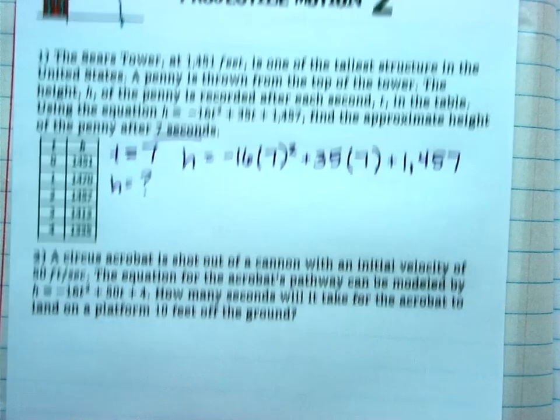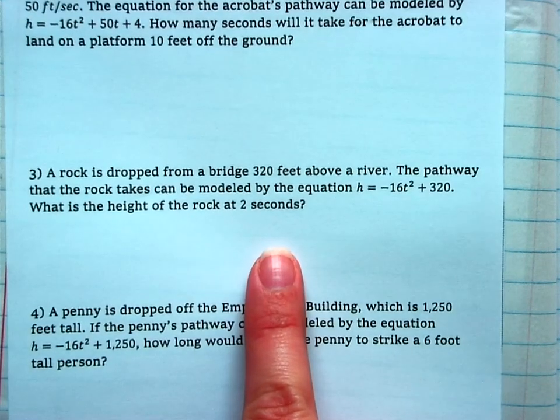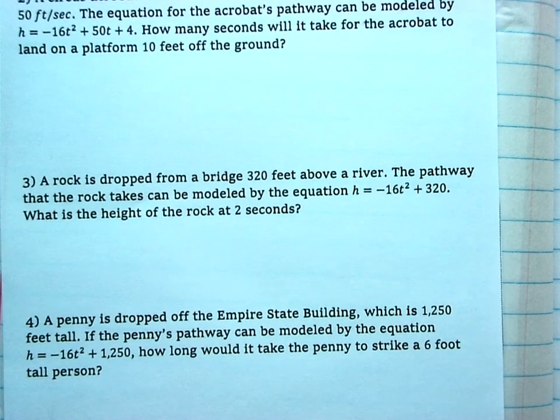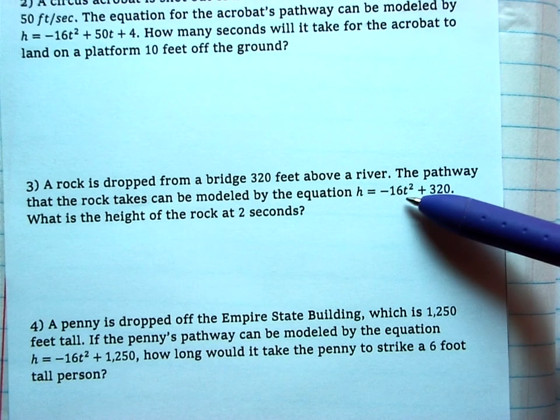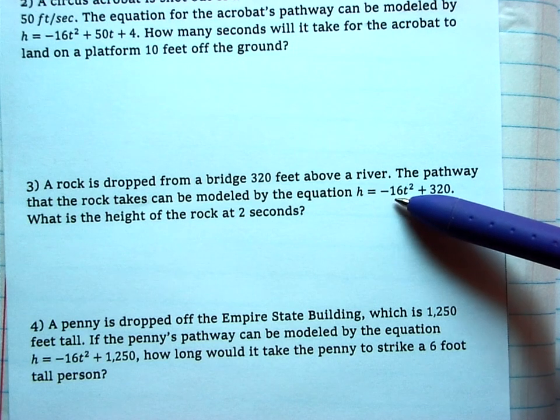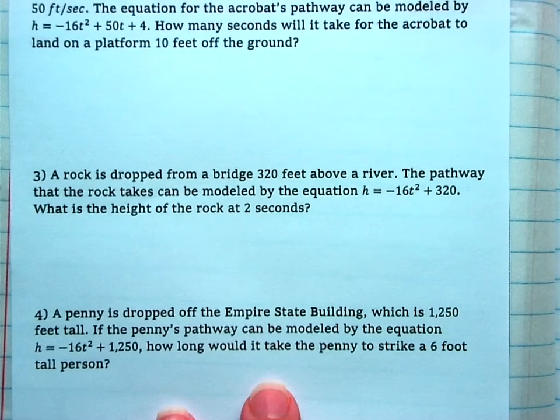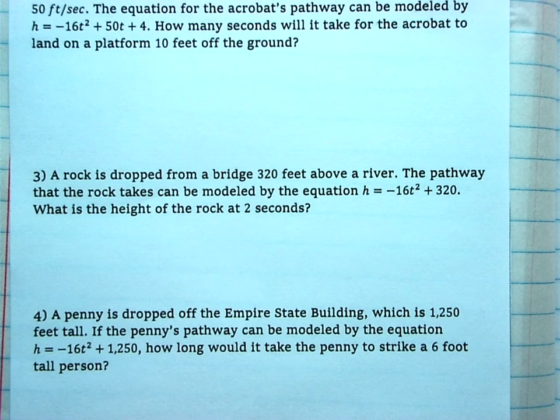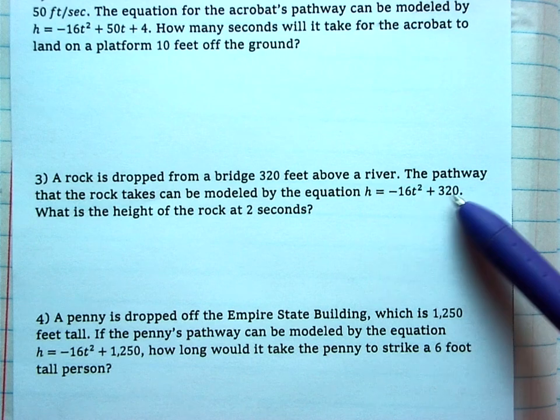Now when you go to do this on number 3, notice that there's no t in the middle here. There's just t squared. So you're only plugging in right here, and then you're going to square that, multiply by -16, and then just add 320 to it. So there's no variable in the middle of the equation. So just plug it in right here. Then you're going to add.